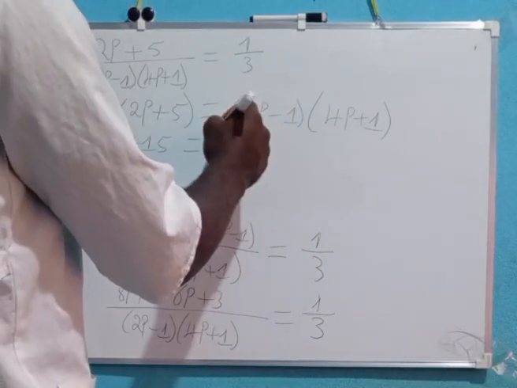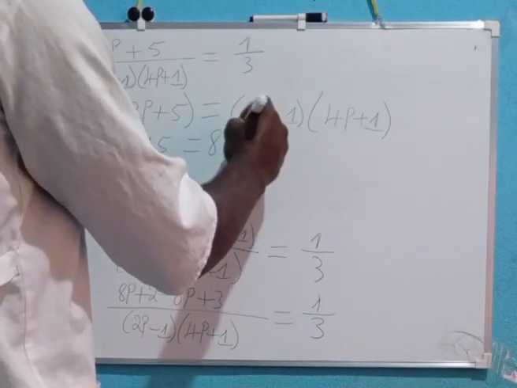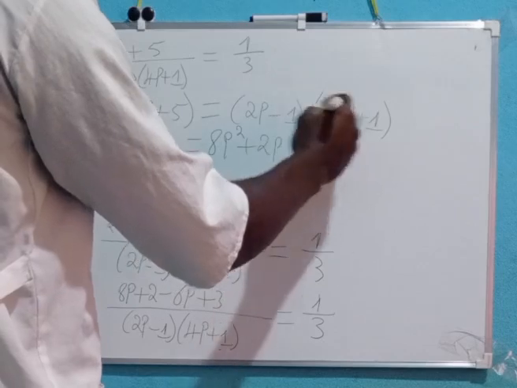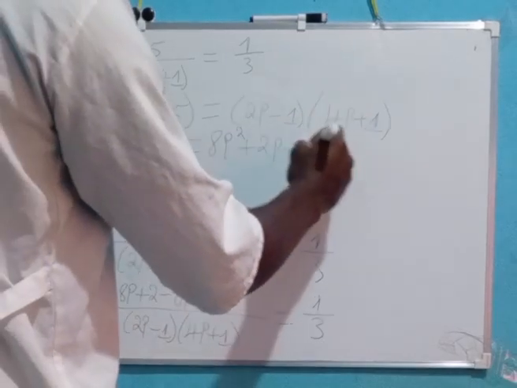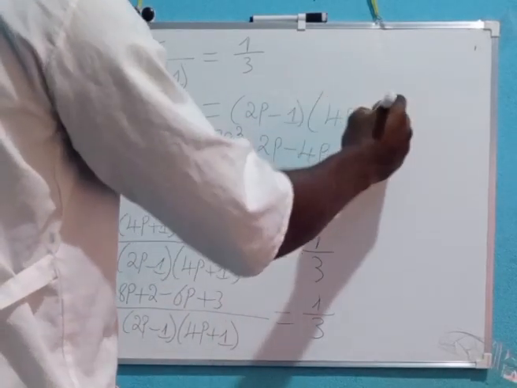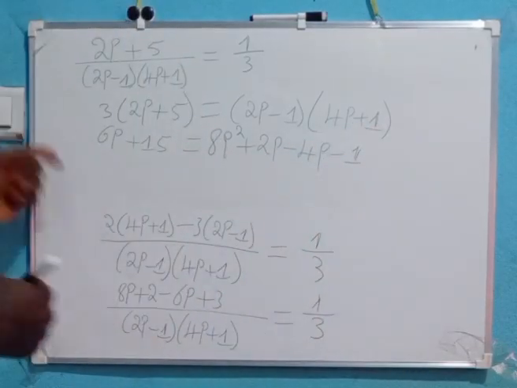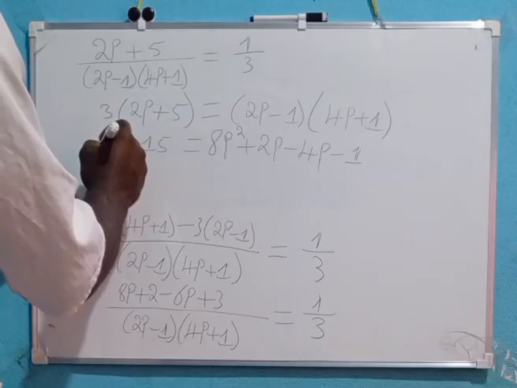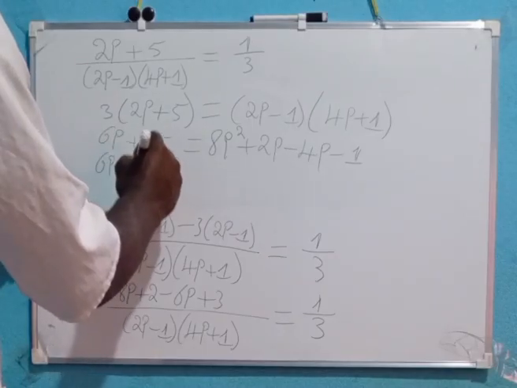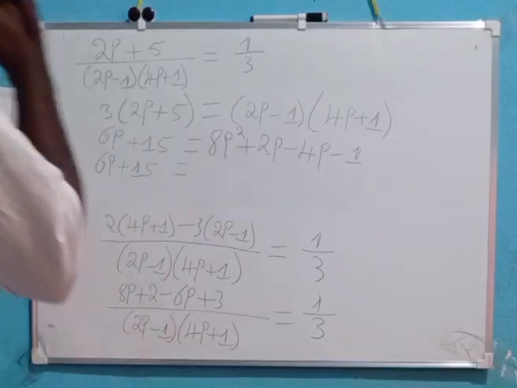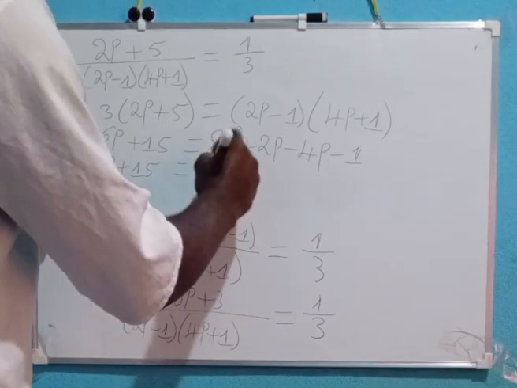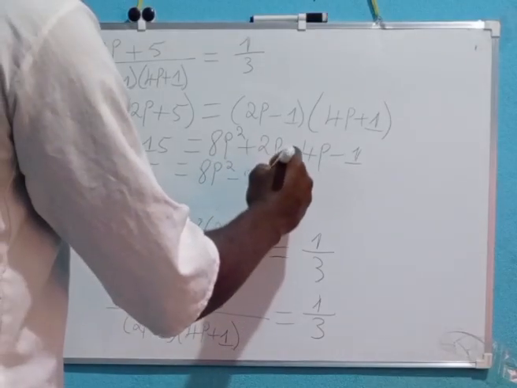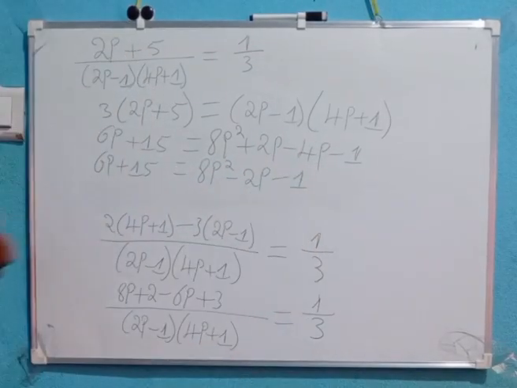2p times 4p gives us 8p squared. 2p times 1 gives us plus 2p. Negative 1 times 4p gives us negative 4p. Negative 1 times 1 gives negative 1. This will give us 6p plus 15 is equal to 8p squared. 2p minus 4p gives us negative 2p minus 1.